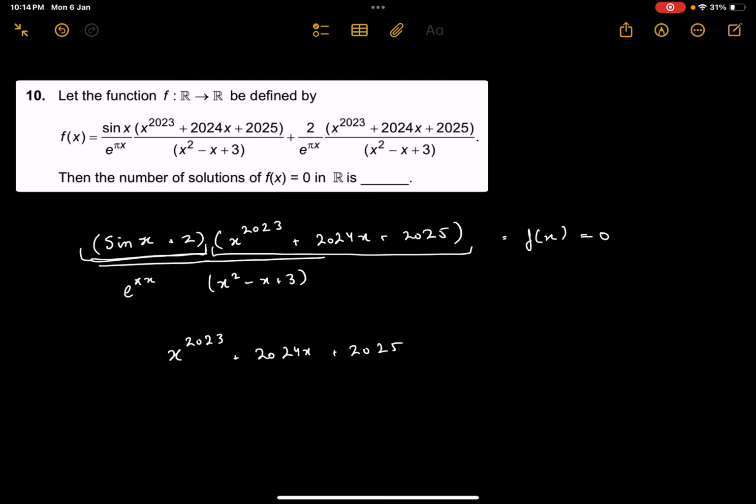Now this is an odd degree polynomial. That means this goes to minus infinity as x goes to minus infinity, and this goes to plus infinity as x goes to plus infinity. That is, it crosses the x-axis at least once. So we have that there is at least one root of this polynomial.